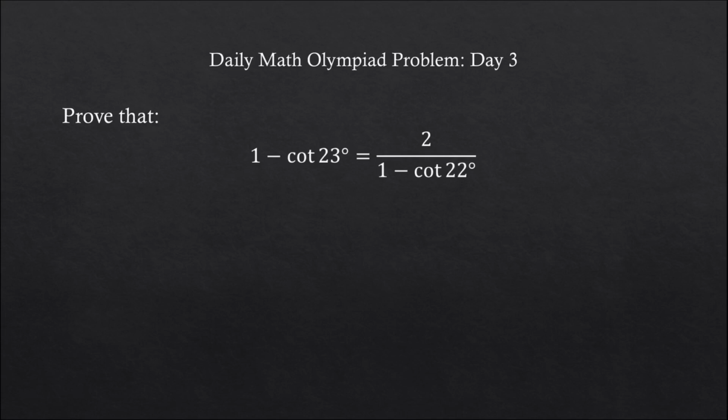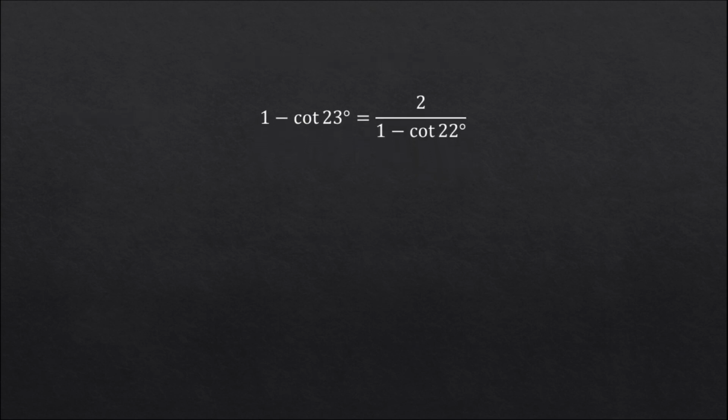Today it's day 3 and we're gonna prove a trigonometric identity. So the question is that we should prove that 1 minus cotangent of 23 equals 2 over 1 minus cotangent of 22. So let's go.